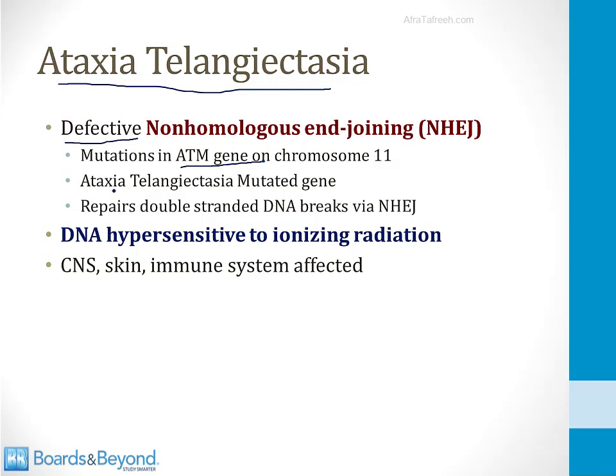ATM stands for ataxia telangiectasia mutated gene, and this gene is responsible for repairing double-stranded DNA breaks via non-homologous end joining. As you can imagine, if you have dysfunctional non-homologous end joining systems, the DNA is very hypersensitive to ionizing radiations in patients with this condition. As a result, they accumulate DNA damage in their central nervous system, their skin, and their immune system.